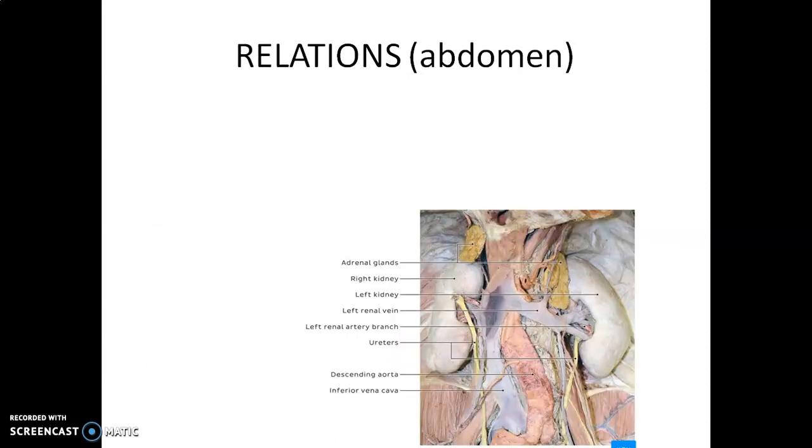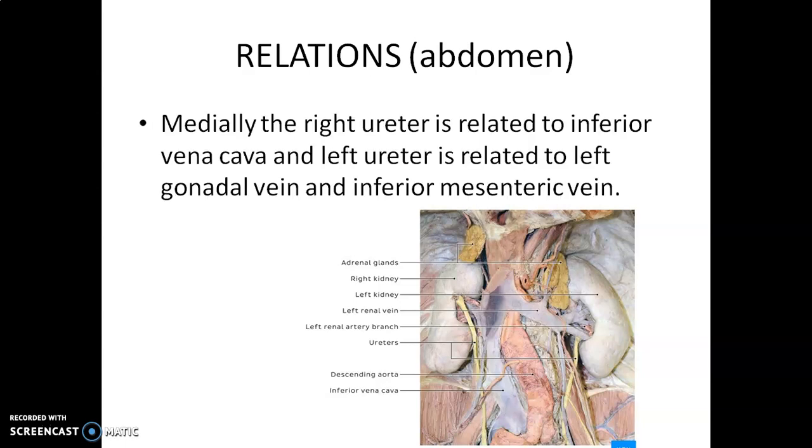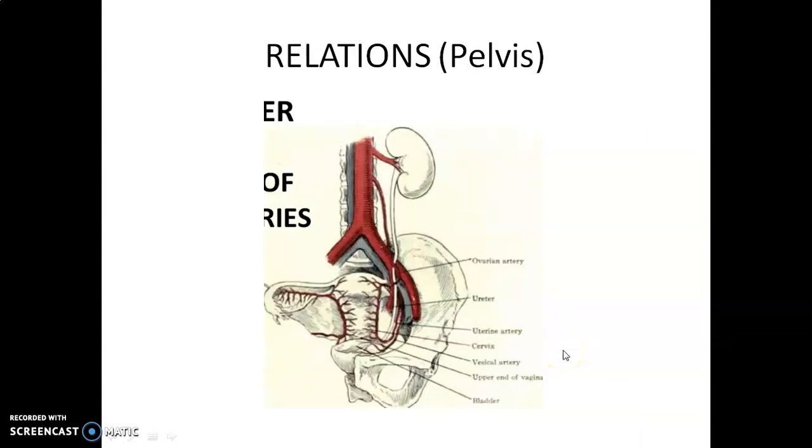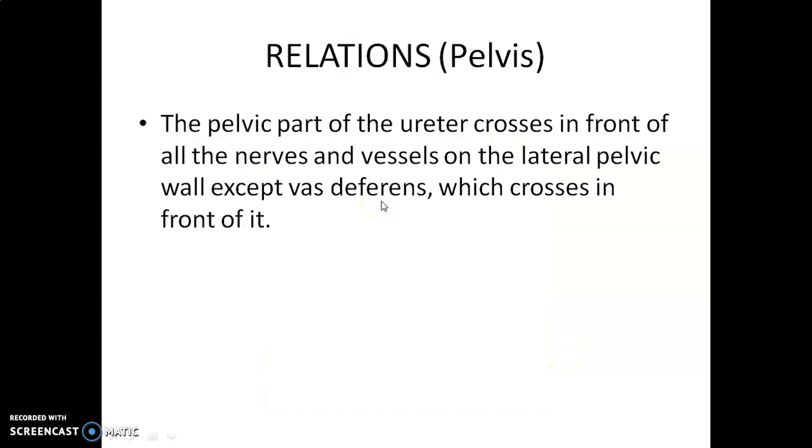Come to the relations, which are actually the simplest. Medially, the ureter is related to the IVC. You can see in this diagram, this is the IVC, inferior vena cava. Also to the gonadal vessels, and on the left side there is an additional vein called the inferior mesenteric vein. So same thing you can see here, the inferior mesenteric vessel.